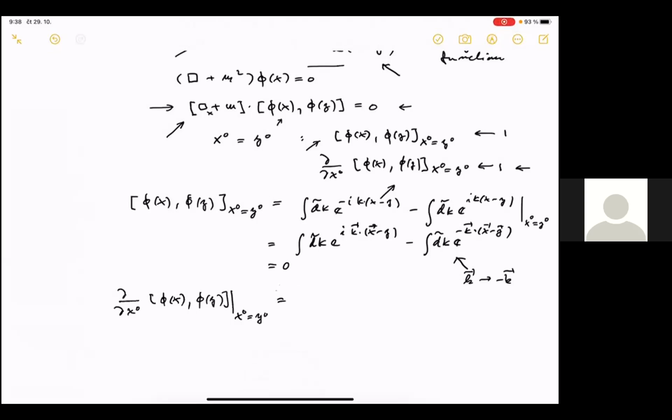So what do we get? Simply differentiating this term with respect to x0 will give us d tilde k times minus i k0, and k0 is nothing else but the relativistic energy, since we integrate over the mass shell. So it is minus i times the energy times this exponential, and in this exponential we put x0 equals y0, so here we get just the exponential e to the i k times (x minus y). And in the second term, we obtain minus, and the derivative gives plus i k0, so we obtain the same sign times e to the minus i k times (x minus y).